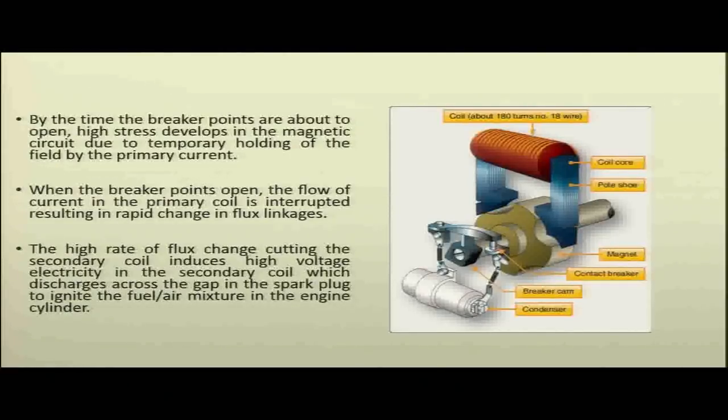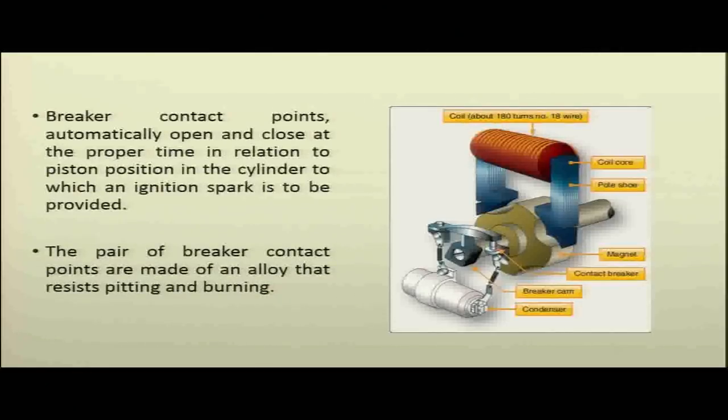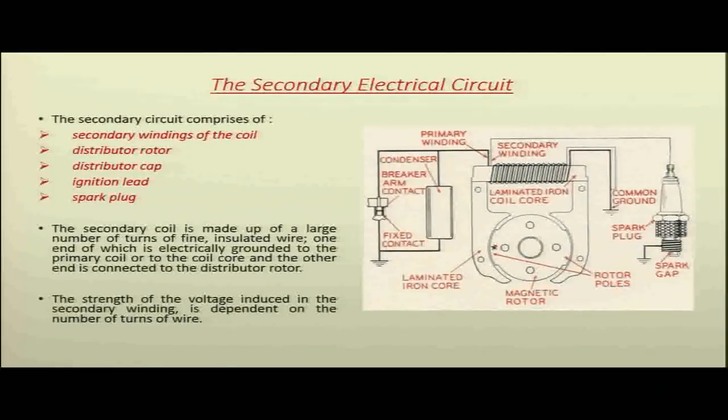So, this was about the basic theory. Breaker contact points automatically open and close at the proper time in relation to piston position in the cylinder to which an ignition spark is to be provided. The pair of breaker contact points are made of an alloy that resists pitting and burning. Coming to the secondary electrical circuit, it comprises the secondary windings of the coil.